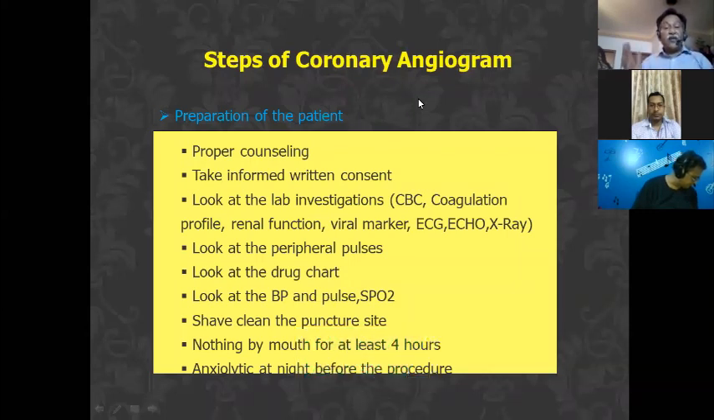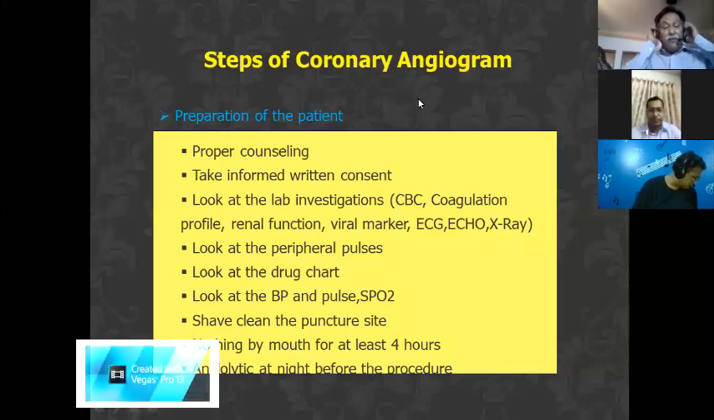There should be cleaning and shaving at the puncture site. The patient is usually fasting for at least 4 hours, because some dye sometimes causes vomiting and that may lead to aspiration. To avoid this, you need to tell the patient about the fasting. Some patients are a little bit anxious, so they may need some tranquilizer.